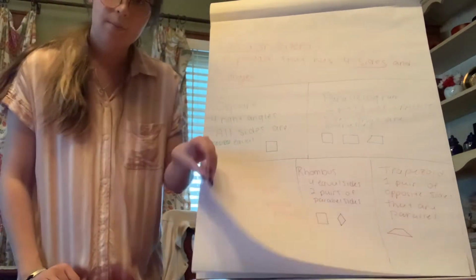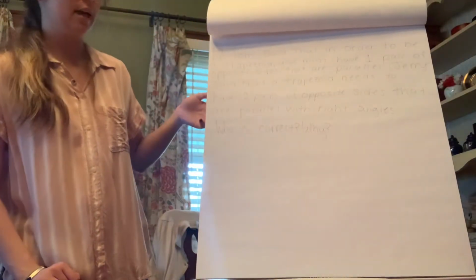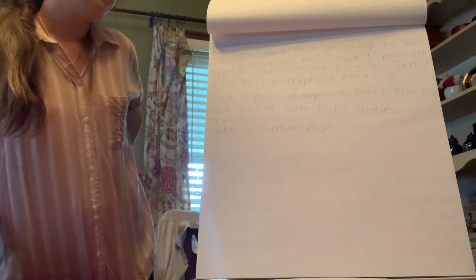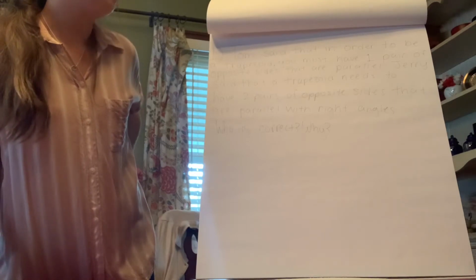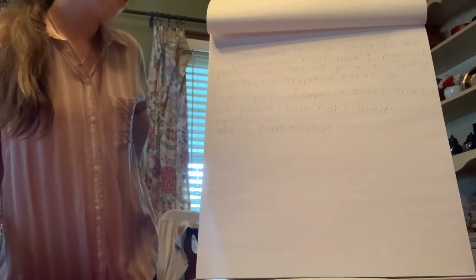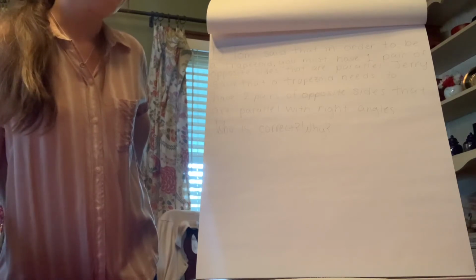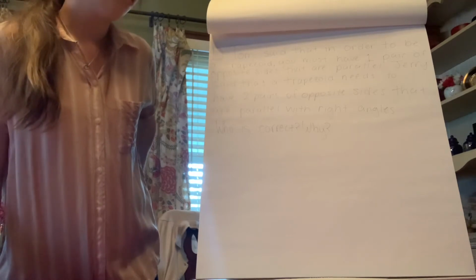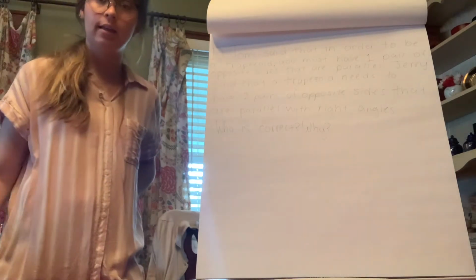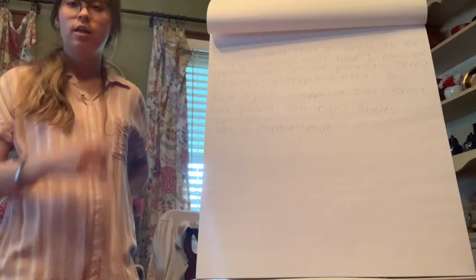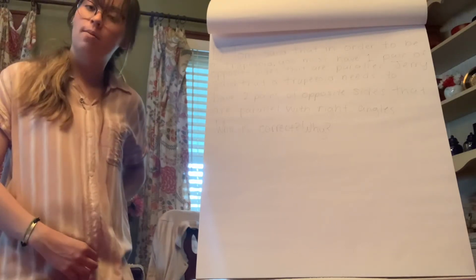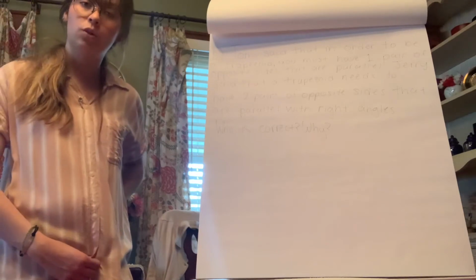So I have a couple of problems for students that we will go over together. For number 1, Tom said that in order to be a trapezoid, you must have one pair of opposite sides that are parallel. Jerry said that a trapezoid needs to have two pairs of opposite sides that are parallel with right angles. Who is correct and why? To start off this problem, we just want to know which shape they're describing. We want to know which one is a trapezoid.